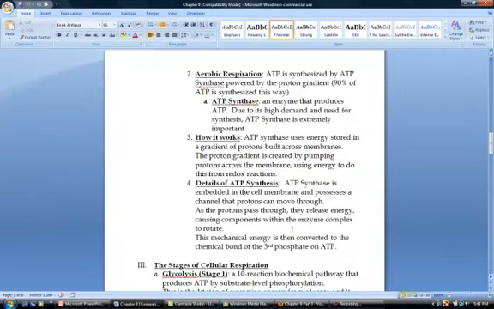So on the next video, we're going to start talking about the stages of cell respiration, because that's a pretty scary group of things, and I want to really make sure you understand that and you can go back over it as much as you want.